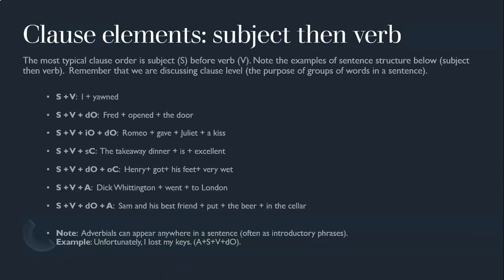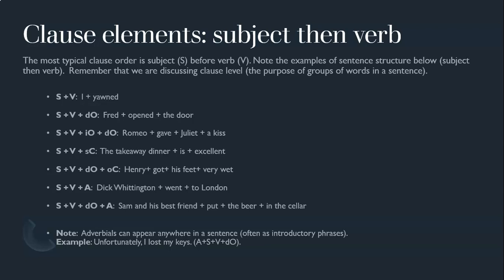Clause elements, subject, then verb. The most typical clause order is subject before verb in most sentences in English. Note the examples of sentence structure below where you see the subject first, then the verb. Remember also that we're discussing clause level, which is the purpose of groups of words in a sentence.